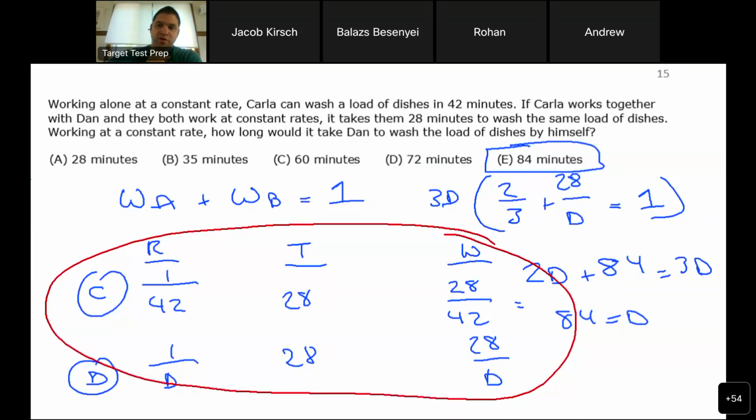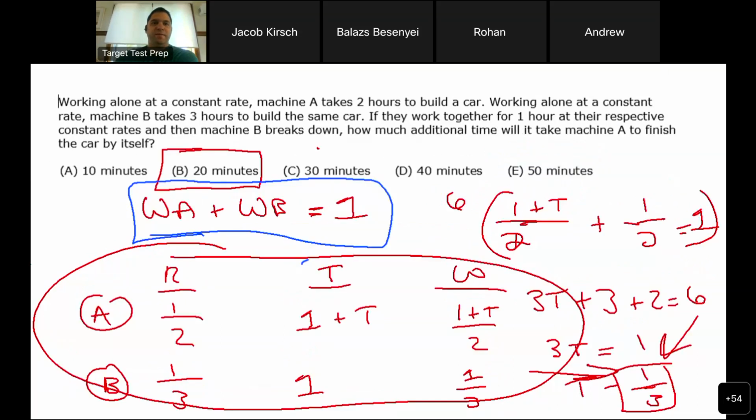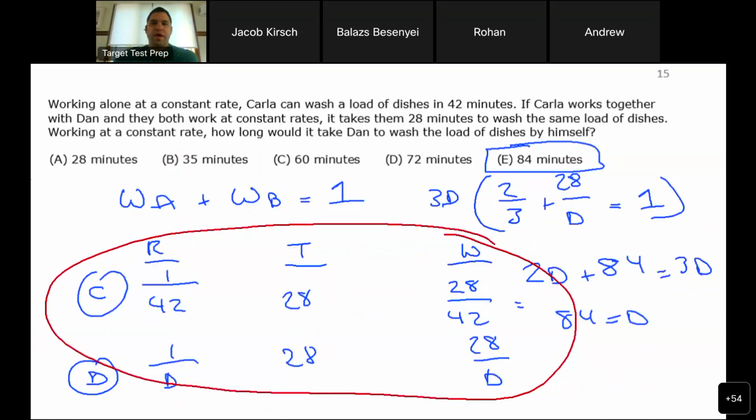You're saying it wasn't clear to you that the rate was simply 1/42. Well, I think we can all agree that we don't know Dan's rate, and rate is work over time, and loading dishes in this case is the work value. So with that in mind, Dan's rate has to be 1/D, where D is the time it takes him to load the dishes.